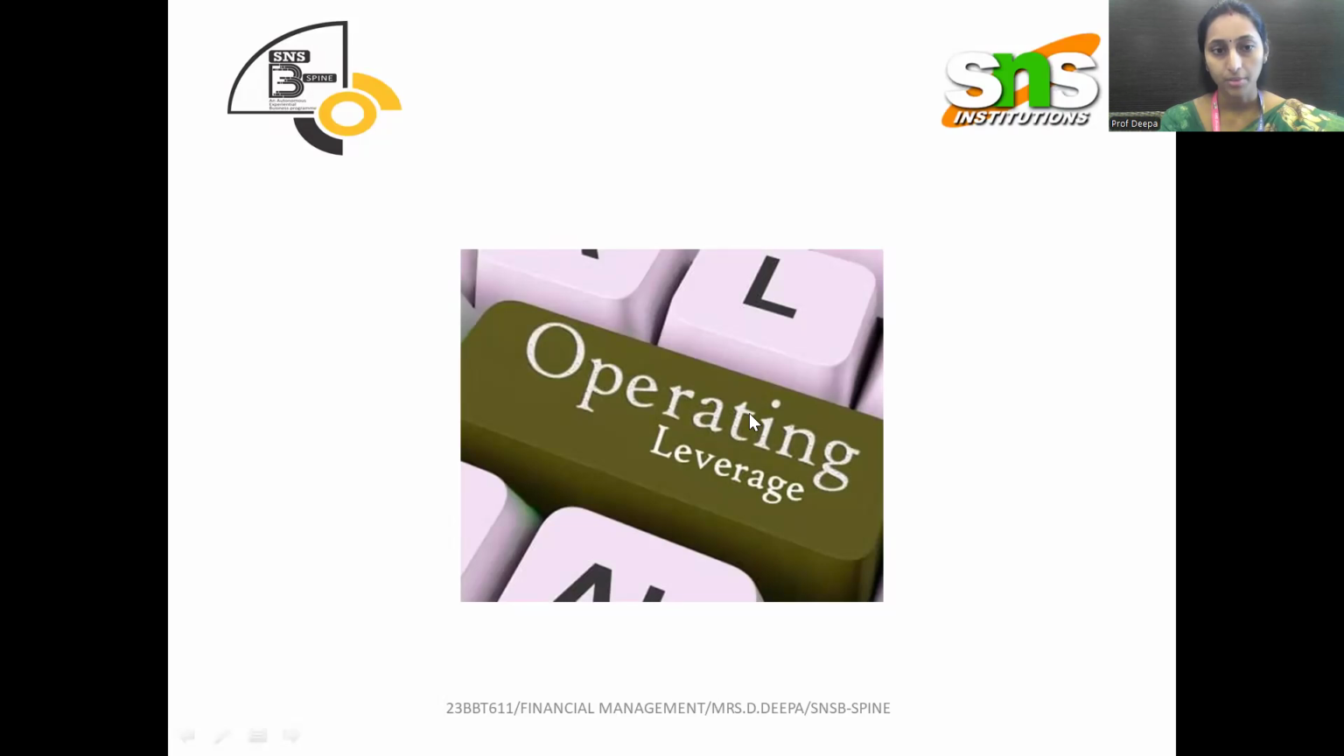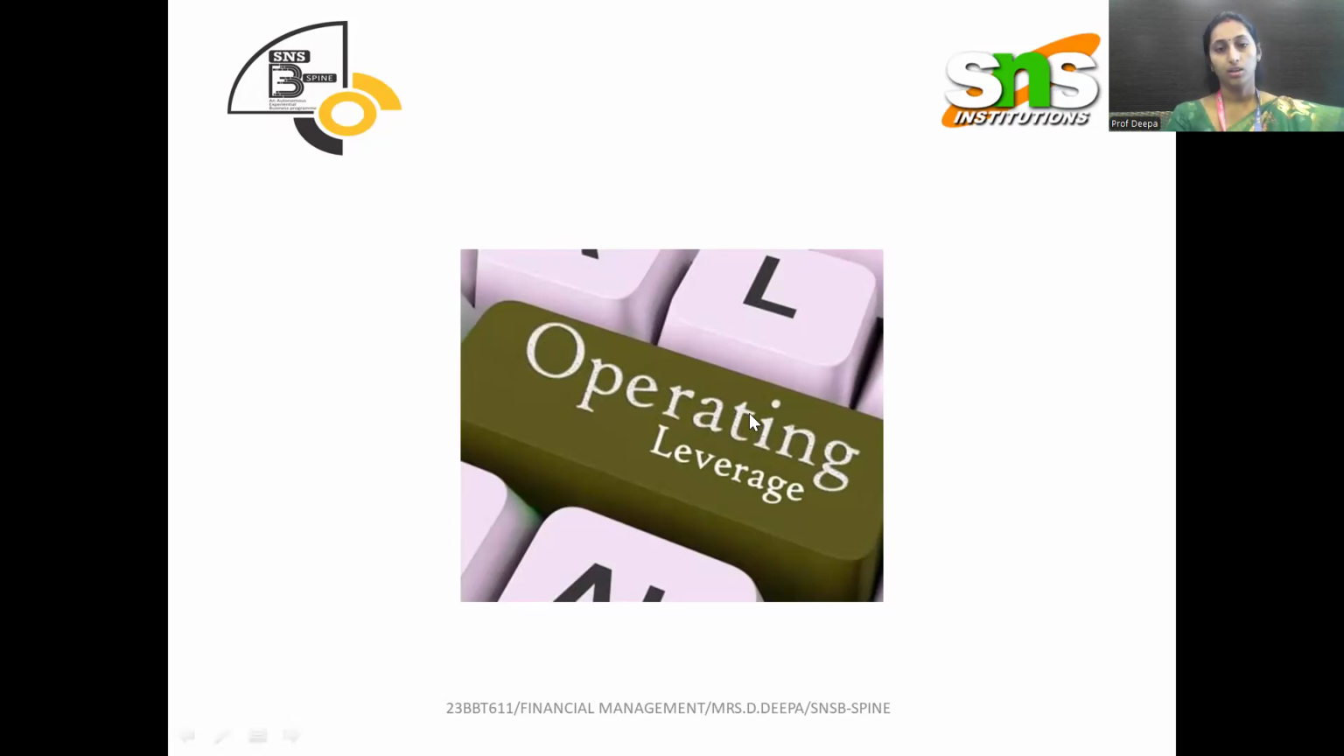So, in financial management, leverage is a very important topic. Under this leverage, there are three different classifications: operating leverage, financial leverage, and combined leverage. Let us understand operating leverage now.